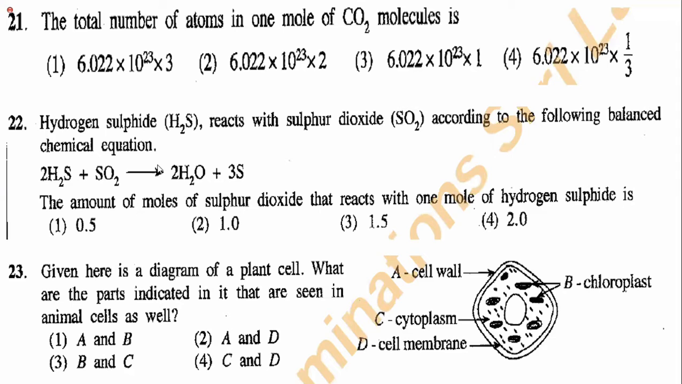When we consider chloroplast, it consists of chlorophyll doing photosynthesis. So that is found only in plant cells, not in animal cells. In the animal cells, chloroplast, chlorophyll, photosynthesis. Okay, right. Third one, cytoplasm.